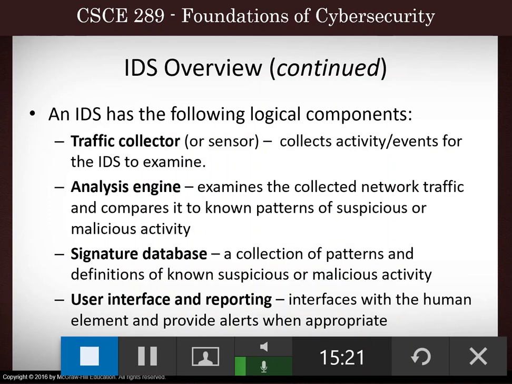And an IDS has the following logical components. The traffic collector, just what I said, collects activity and events. Analysis examines it for known patterns of suspicious or malicious activity. The signature is what it's compared against. And the user interface and reporting interfaces with the human element and provides some kind of alerts when appropriate.